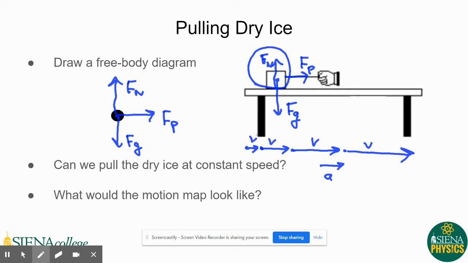And so can we pull the dry ice at a constant speed? We cannot. Because there's no friction, we only have one force to the right, and so there's nothing to balance it to be able to have a net force of 0 in the x direction. And so this is what our motion map looks like.